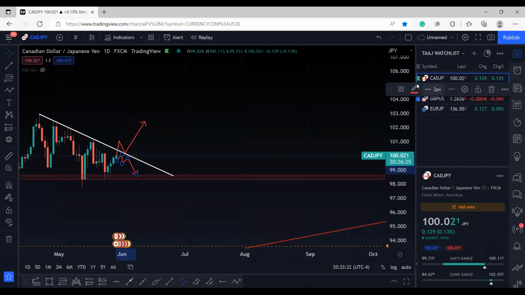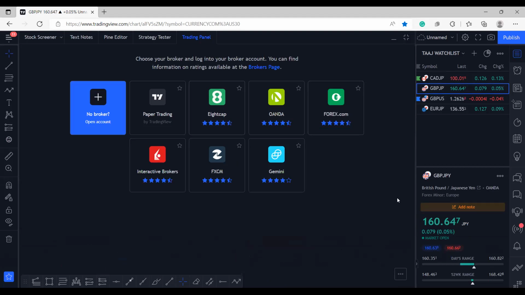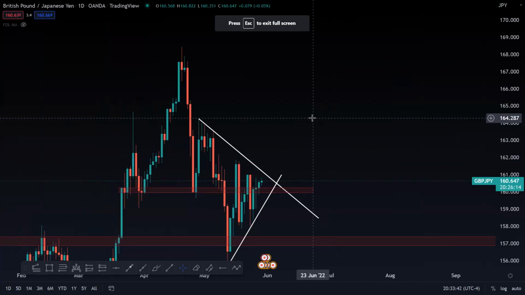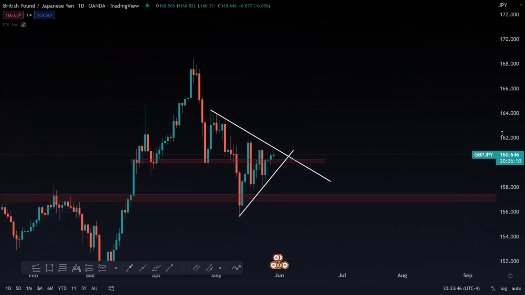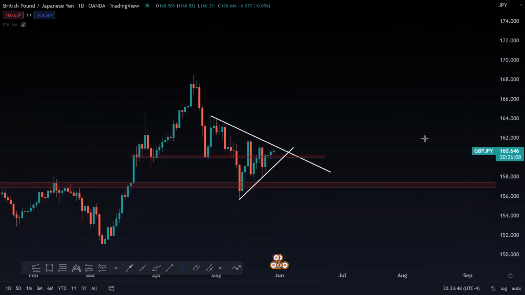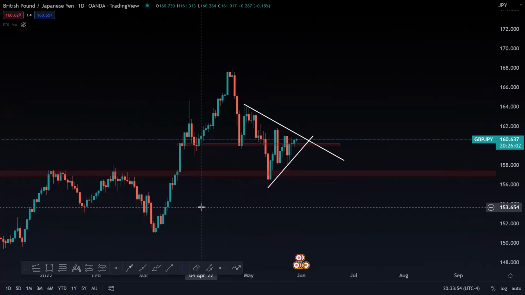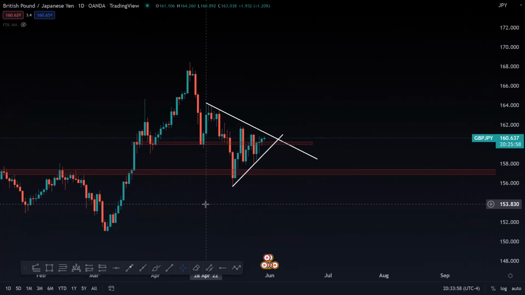The next one is going to be GBPJPY. This is a daily time frame in GBPJPY, and as you can see, we have this move to the upside, and the general trend is bullish right now.